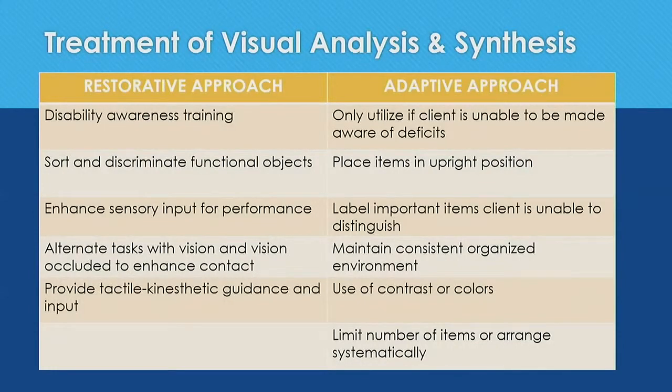Okay. So some similar approaches, of course. We're going to let them know that they have a problem so they can understand their situation better. We want to provide enhanced sensory input so that they can perform better, and that would be more of a restorative approach. You can alternate the task with vision and then take the vision away to see if they can manage a little bit better. And then adaptive approaches would be placing things right where they can distinguish them, labeling things, and using contrast colors so things pop out for them, and just limiting how much is available for them to sort out.